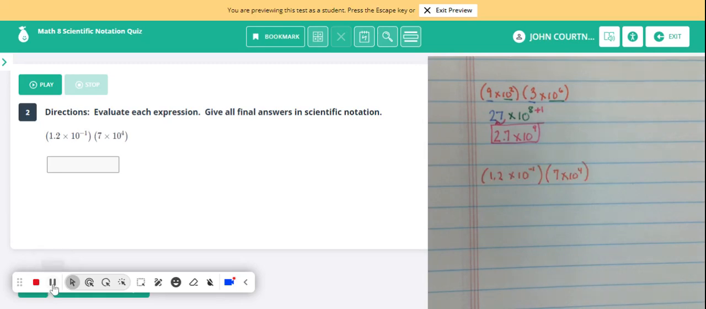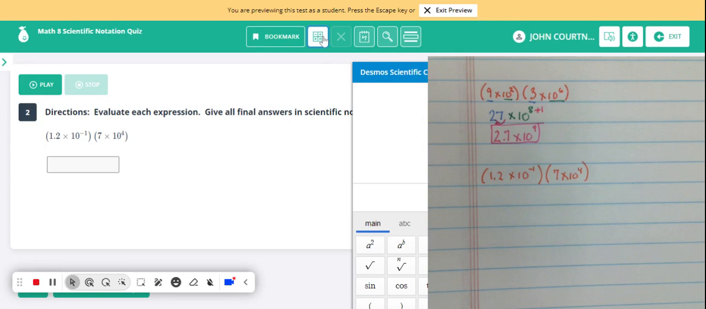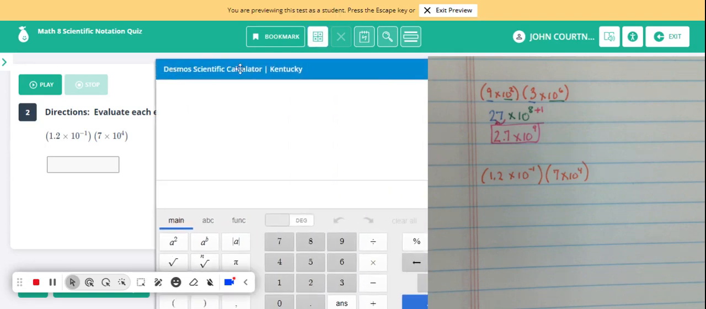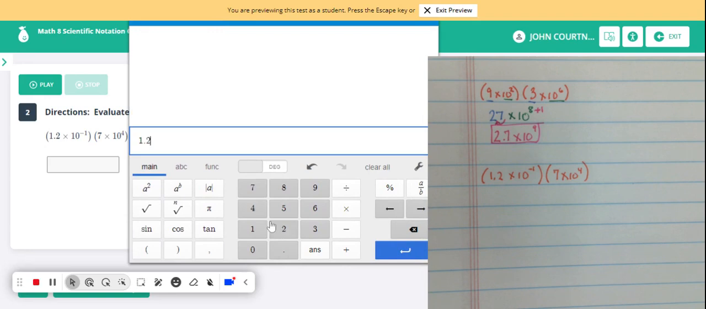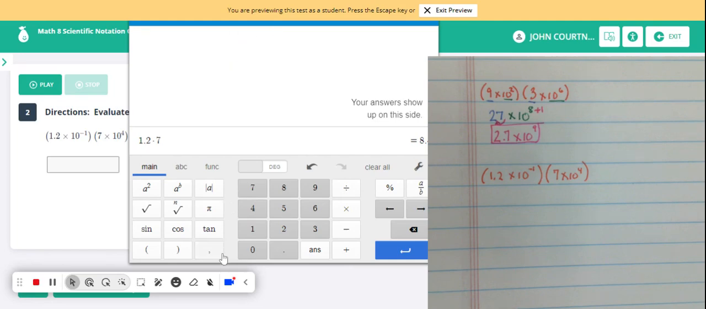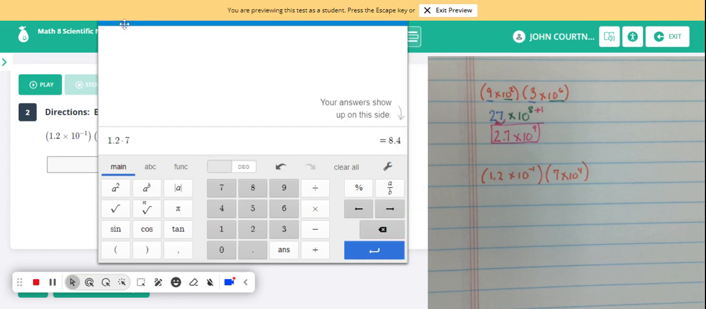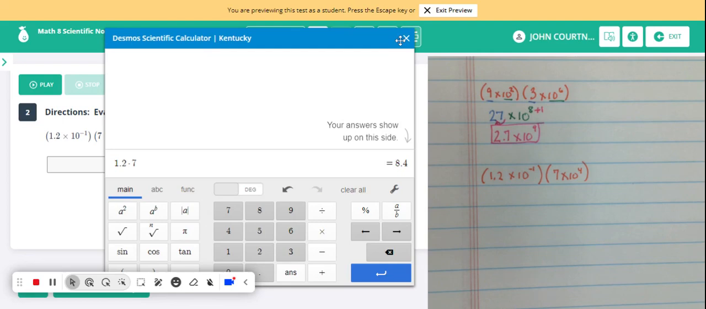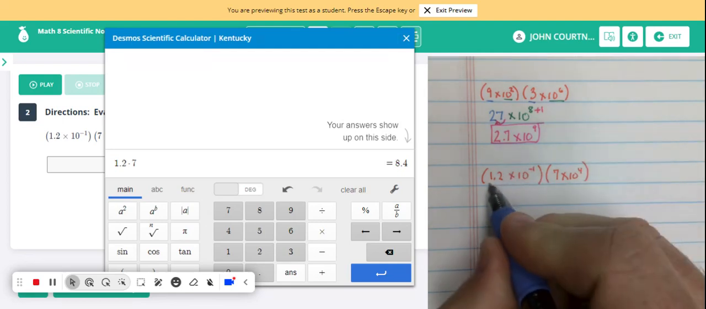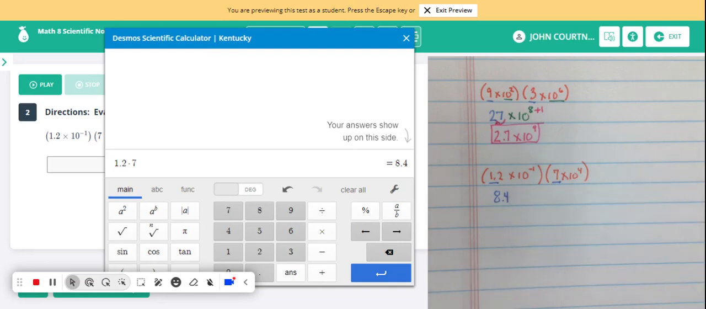As I go on to number 2, I see I have a multiplication problem, 1.2 times 10 to the negative 4th times 7 times 10 to the 4th. Keeping in mind we have our calculator here. I think I know 1.2 times 7 is 8.4, but let's verify it. If I do 1.2 times 7, I'm getting, well, helps if I can move my calculator out of the way there. There we go. We get 8.4. So that's what I get when I multiply my front numbers, 1.2 times 7. I see it's 8.4. And I like that because I know I don't have to change it.